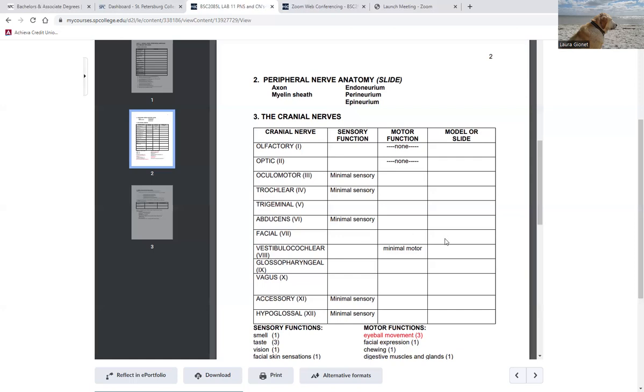So muscles of facial expression could be something like zygomaticus. Zygomaticus attaches to the corners of the mouth, and when it contracts, it lifts the corners of the mouth, so you're smiling.